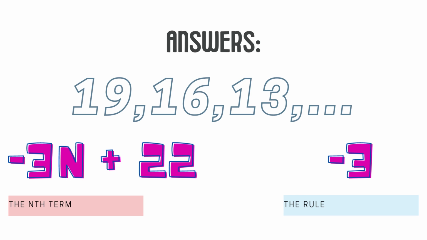Then we just need to go to step 3, combining the result of step 1 and step 2. The rule is negative 3, and then you stick it with the variable n, becoming negative 3n, followed by the result of step 2, which is plus 22. So the n term, or the equation for this number sequence, is minus 3n plus 22.